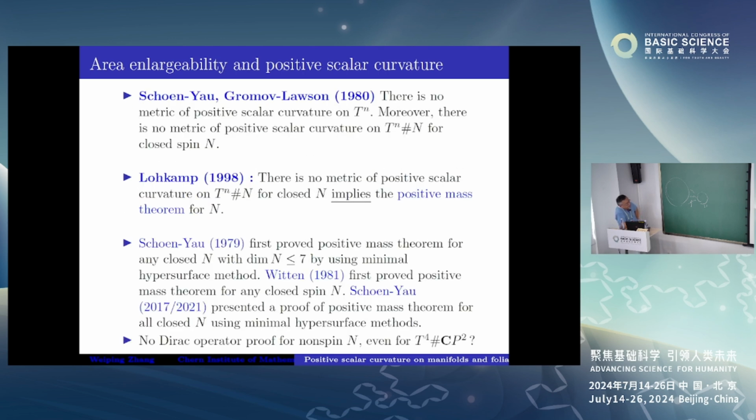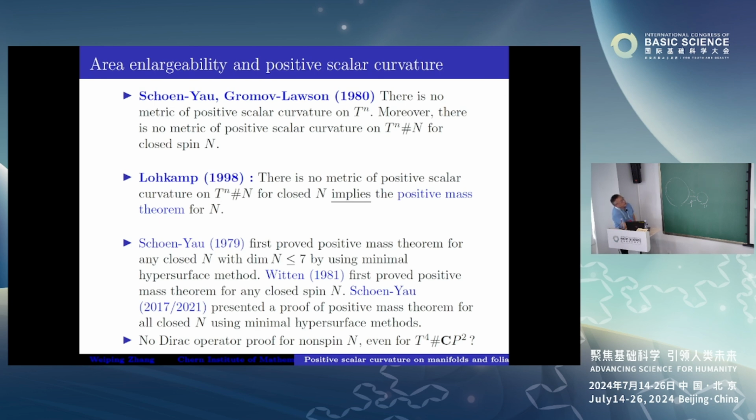And indeed, since the torus is area enlargeable, this goes back to Schoen-Yau and Gromov-Lawson. This gives a proof that there is no metric of positive scalar curvature on any torus. Moreover, since the torus connected sum with a manifold is also area enlargeable, the consequence is that there is no metric of positive scalar curvature on any such connected sum if the manifold is spin.